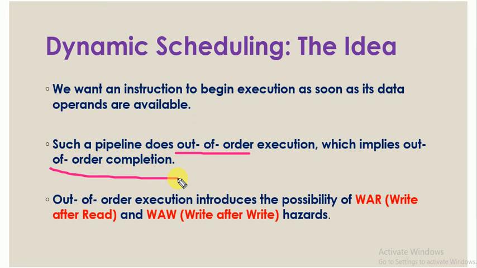So out of order execution introduces the possibility of several types of hazards, like write after read hazard and write after write hazard. Similarly, there are several other hazards that depend on the instructions available within the pipeline. Sometimes a write will be given after a read, and sometimes a write after a write. The actual order must be maintained, but due to the changing of this order, hazards may happen during the dynamic scheduling process.